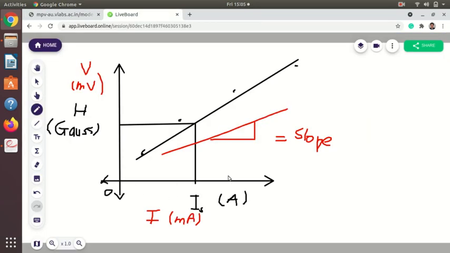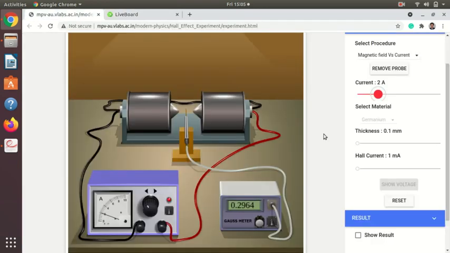You will plot Is on this axis and H along this axis, and you will basically calibrate the magnetic field. This is just to calibrate the magnetic field intensity, and it will not affect anything in the second part. So let's assume I have taken 5 readings from 1 ampere to 4 ampere, and now we have to fix some magnetic field.